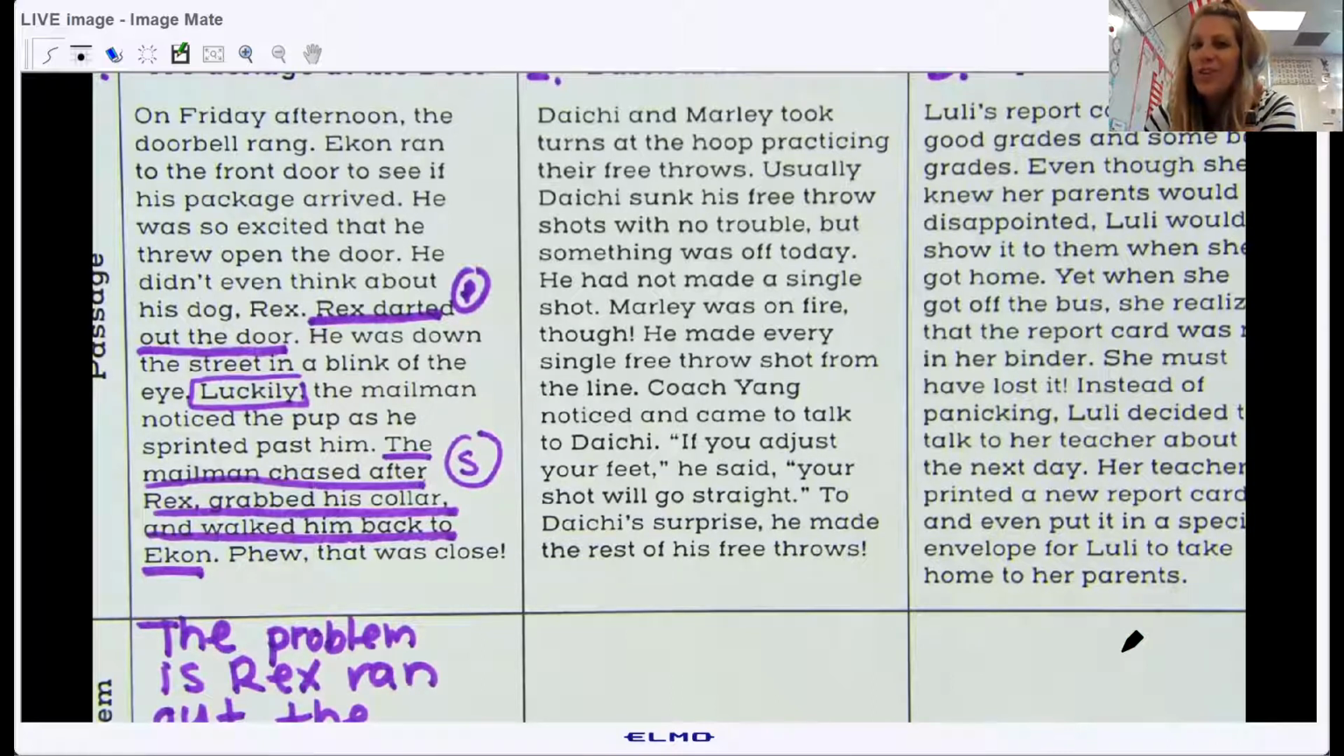Coach Yang noticed and came to talk to Daichi. If you adjust your feet, he said, your shot will go straight. To Daichi's surprise, he made the rest of his free throws. Did you find it? If you didn't, I'm going to give you about 30 more seconds to underline and code the problem and underline and code the solution.